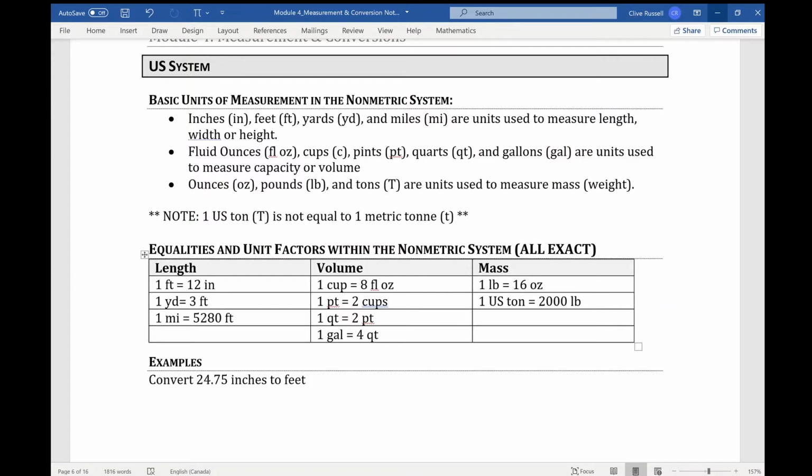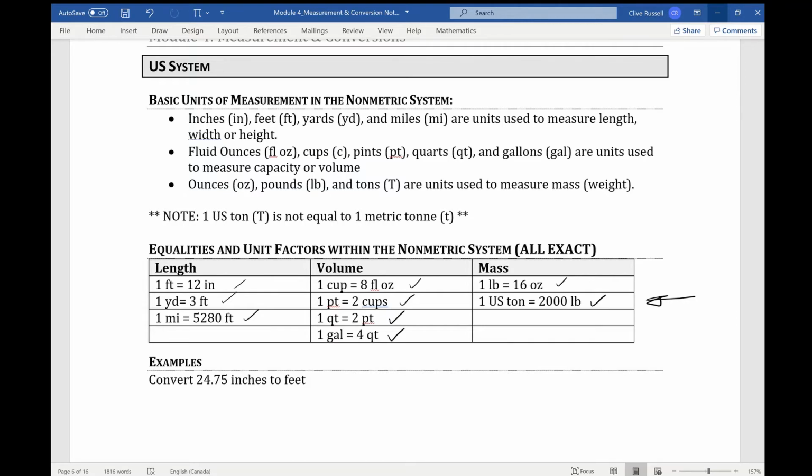Let's look at some conversions involving the imperial units. Okay, now we had a chart previously showing the metric units. So here you're given a chart which is an imperial chart. For example, for length, you know that 12 inches is 1 foot, 3 feet is 1 yard, 5,280 feet is a mile, 8 ounces is 1 cup, 2 cups is 1 pint, 2 pints is 1 quart, 4 quarts is 1 gallon, 16 ounces is 1 pound, and 2,000 pounds is 1 US ton.